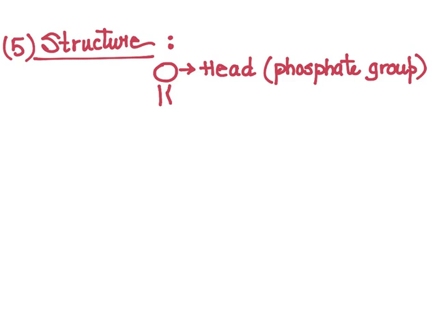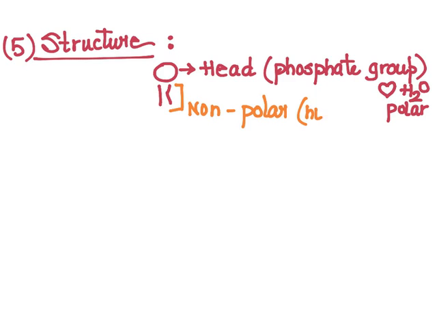The phosphate group is actually hydrophilic in nature. It loves water. Or we can also say that it's polar in nature. Now we will take a look at the bottom, the tails, which are non-polar in nature or hydrophobic. They don't like water.